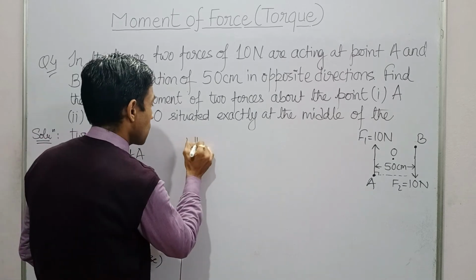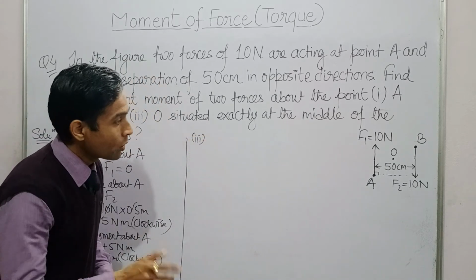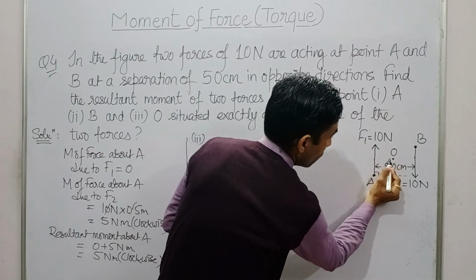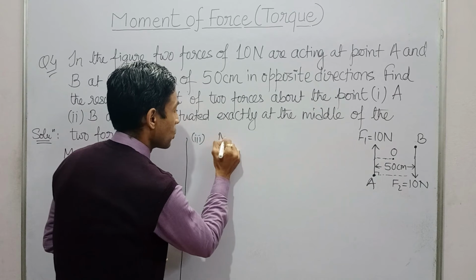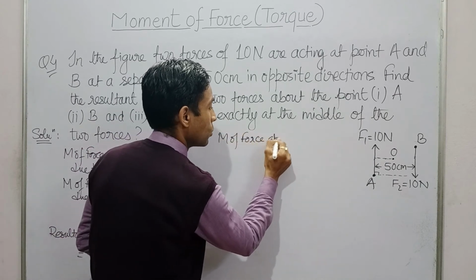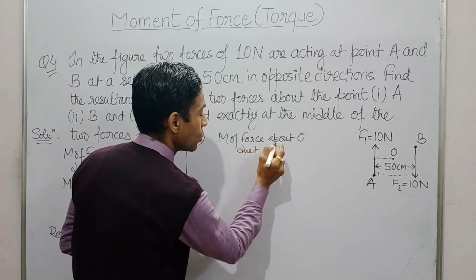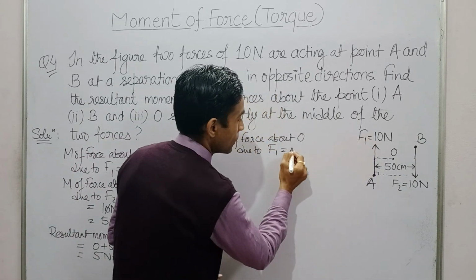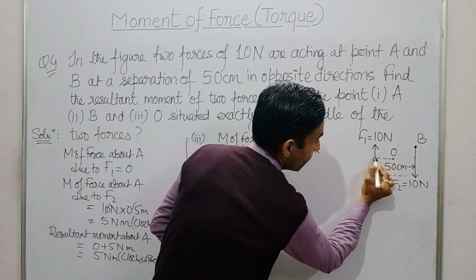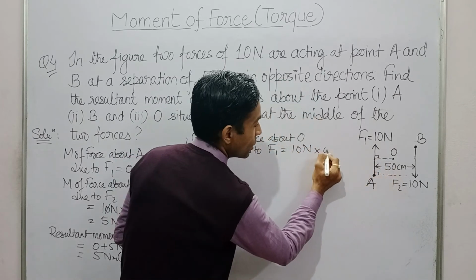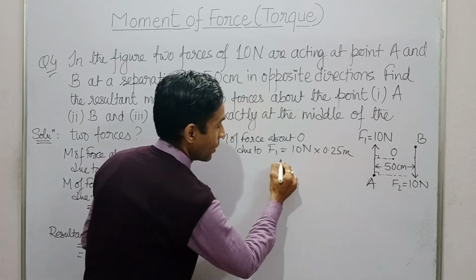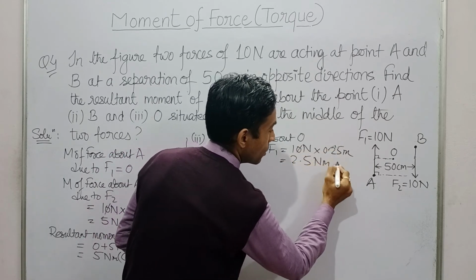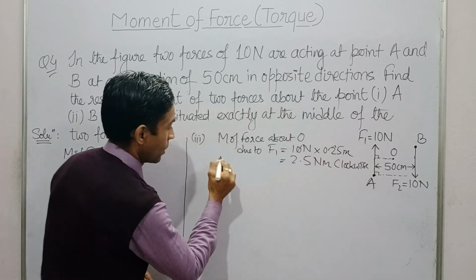Now, third part, the resultant moment of the two forces about the point O. O is in the middle of these two forces. So, moment of force about O due to F1. So, magnitude is 10 Newton. The perpendicular distance is 25 centimeter, that means 0.25 meter. This gives 2.5 Newton meter clockwise.